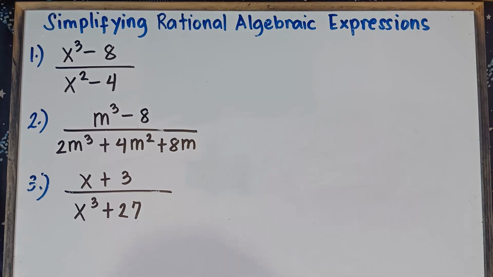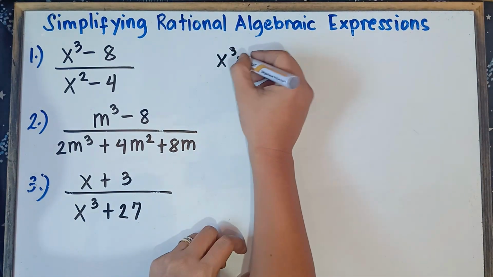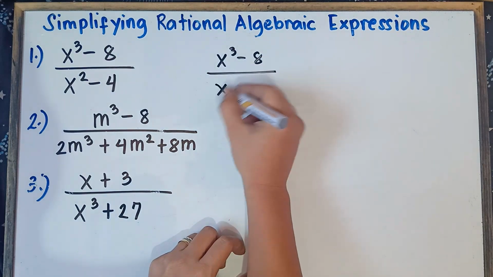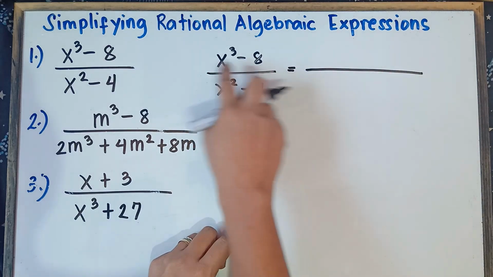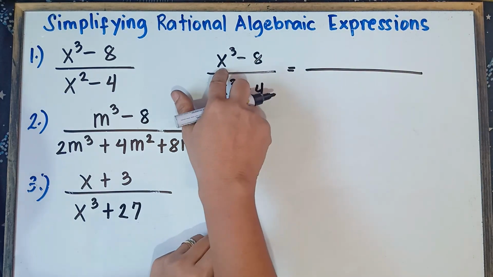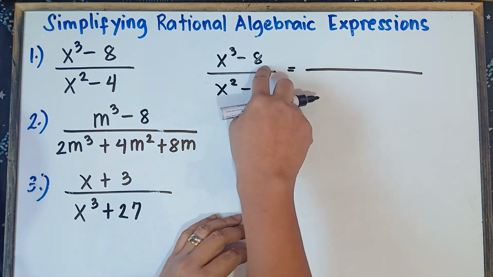Alright, so let's start with example number 1. Our given, we have x cubed minus 8 over x squared minus 4. So our numerator, we have difference of two cubes. X cubed is a perfect cube and 8 is a perfect cube.